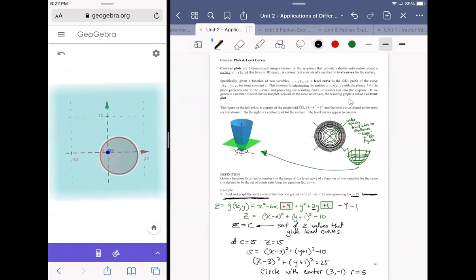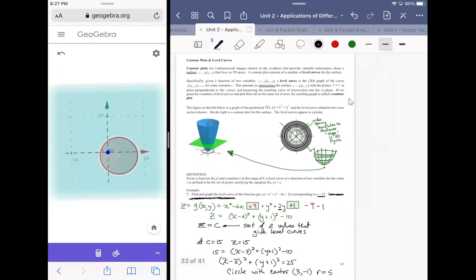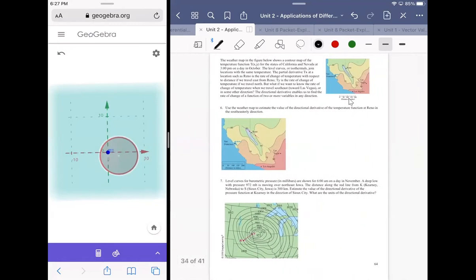Right. So that was just a little bit of a taste of the idea behind a level curve. Now, if you're given a contour plot, there's actually a fair amount you could do with something like that. So let's go to the next page and talk about things like weather maps and topographical maps and things of that nature.